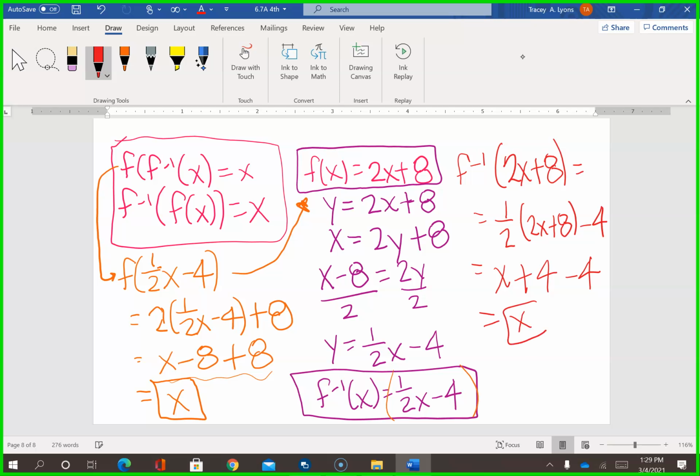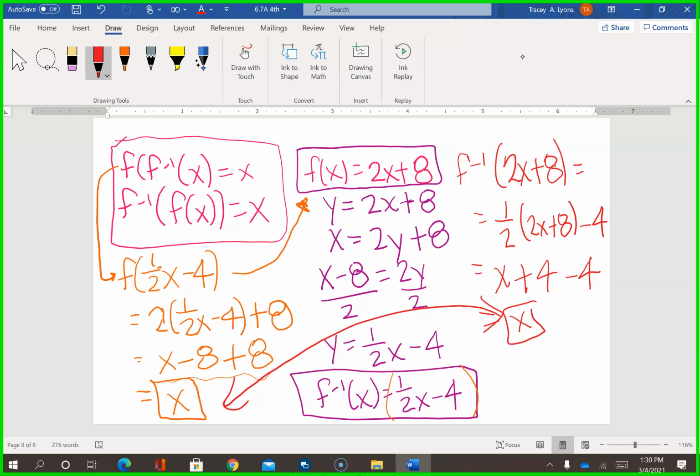So notice how these two both give you x, and that basically tells you that since they're x, they are inverses of each other. Okay, so if you had to actually show that, that's what you would have to demonstrate, is how do you get x for both of those? Show all the steps, simplify it, and you should get x for both of them.